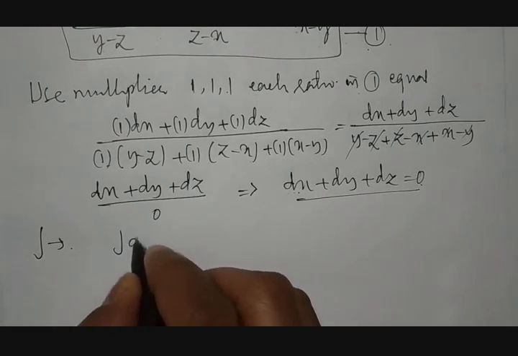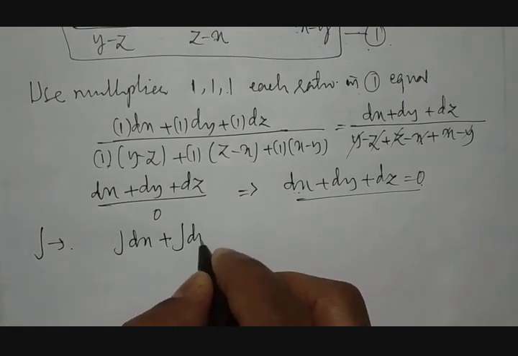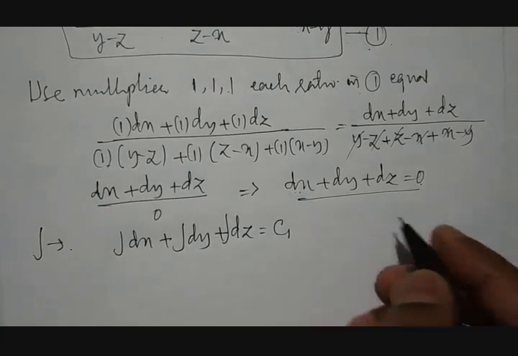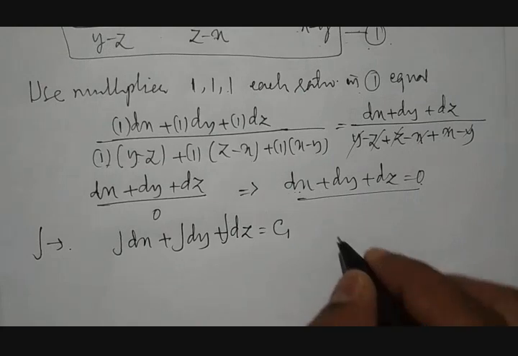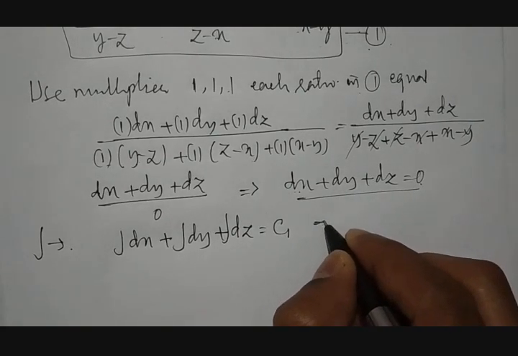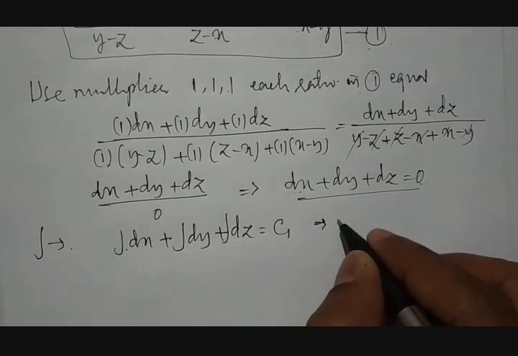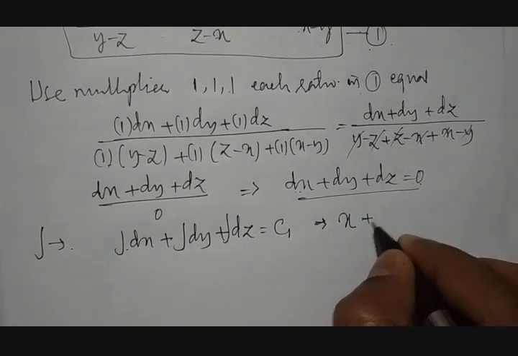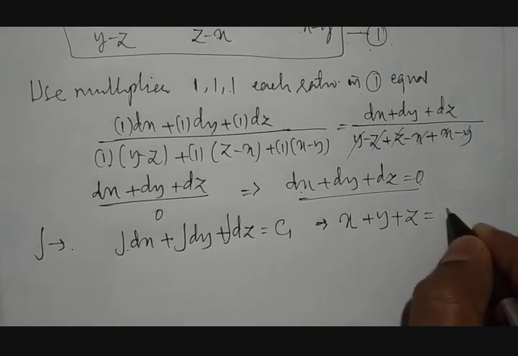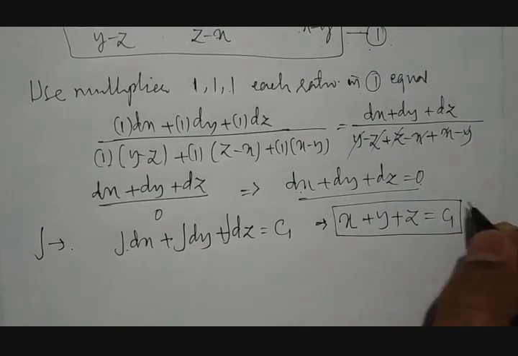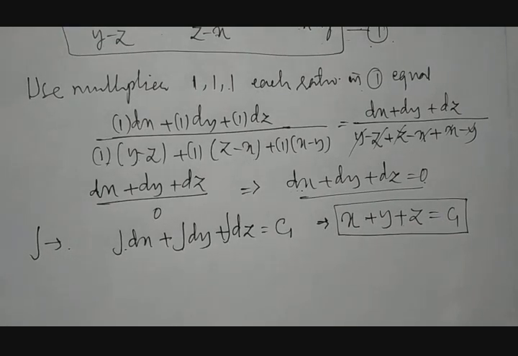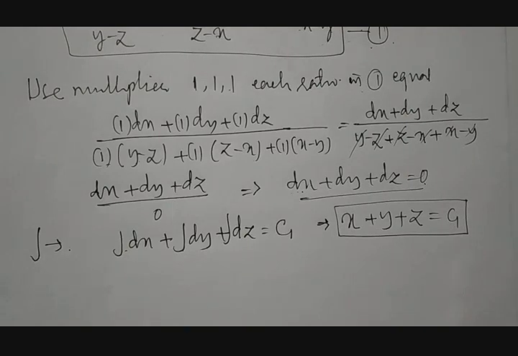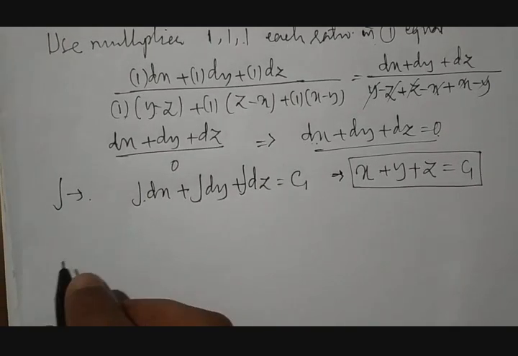Then what happens? Integration of dx plus integration of dy plus integration of dz equal to the first constant. Therefore, this result is equal to: integration of 1 with respect to x, dx, is x; similarly y, similarly z, equal to c1. So this is the first set of solution. This is like u of x, y, z equal to c1.